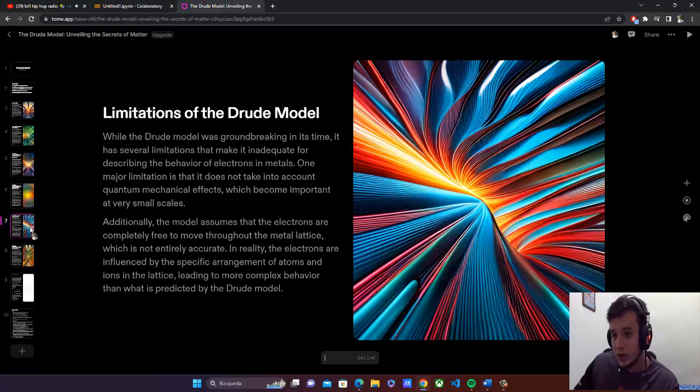And now we talk about the limitations of the Drude model. The Drude model, despite being useful and providing a basic description of the phenomena in metals, also has several limitations and simplifications that need to be taken into account. Some of the limitations of the Drude model are as follows.